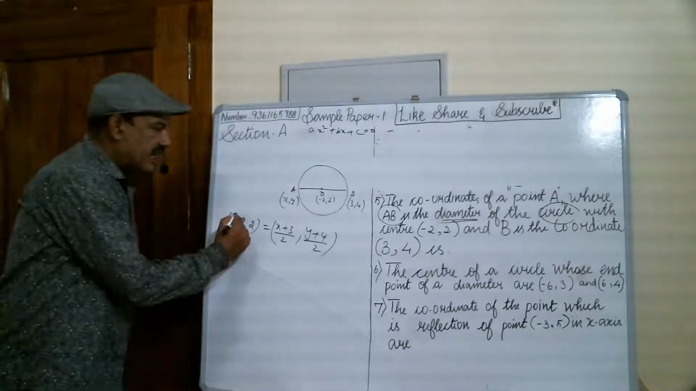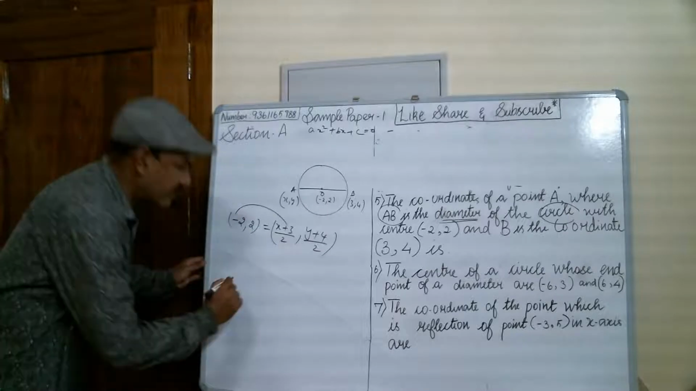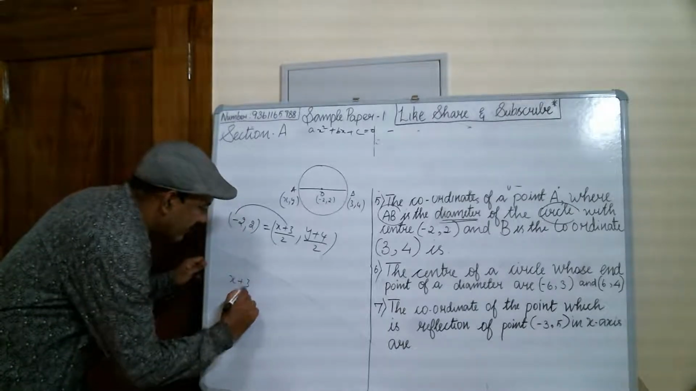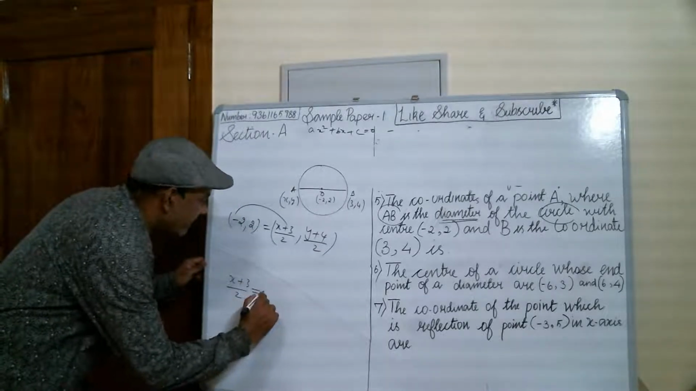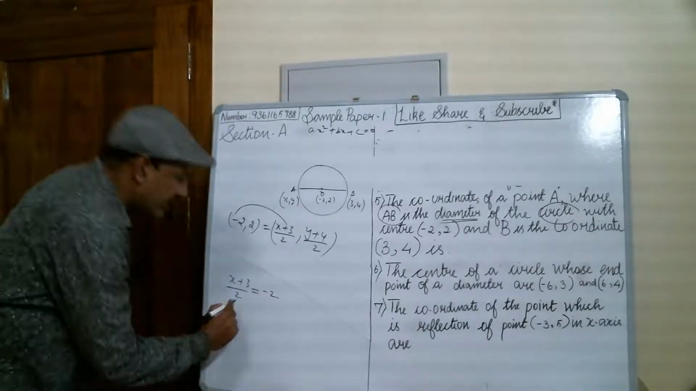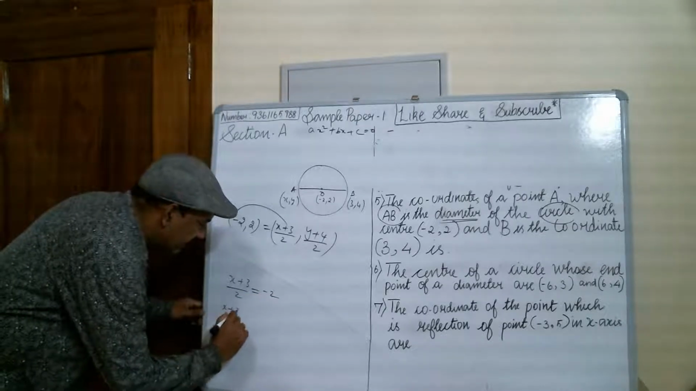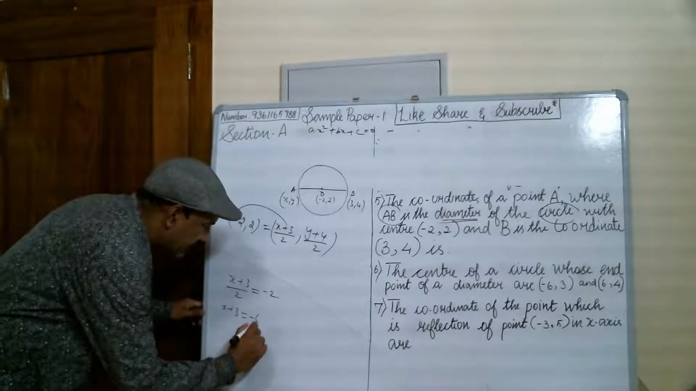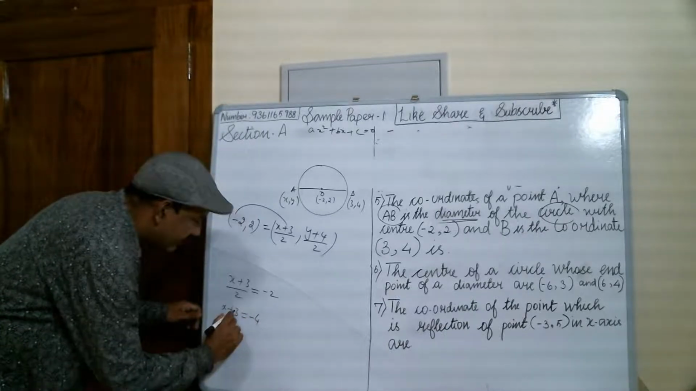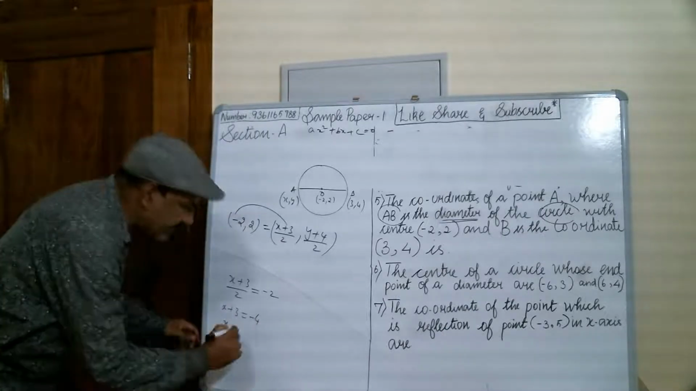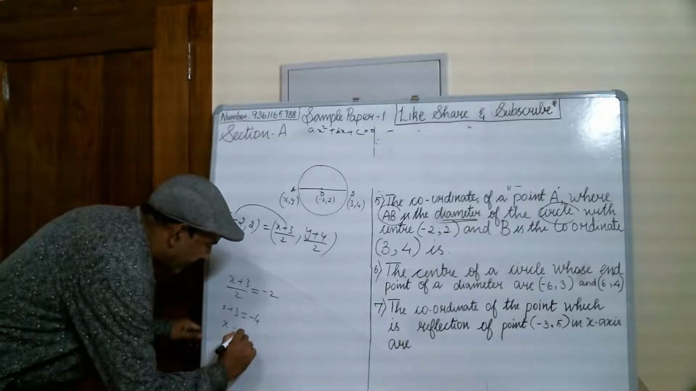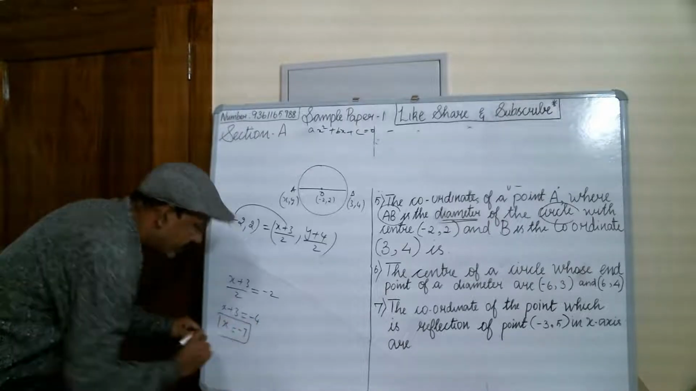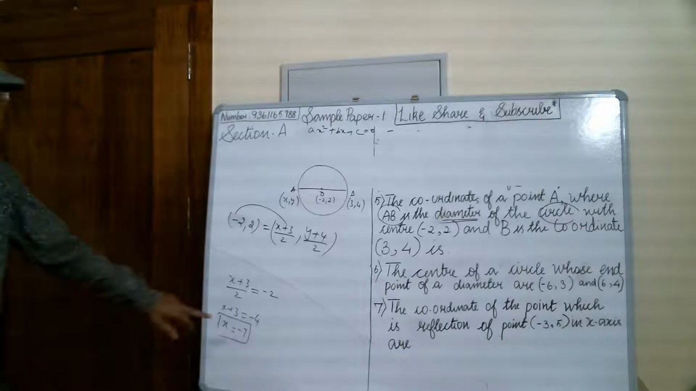Now equate the first part with the first part, which means x plus 3 divided by 2 will be equal to -2. It is given to you. By cross multiplication, x plus 3 is equal to -4. The 3 goes to the right hand side, it becomes -3. -4 and -3 will be -7. This is the first value. So we have already found out the abscissa.